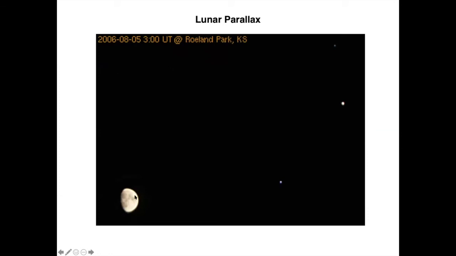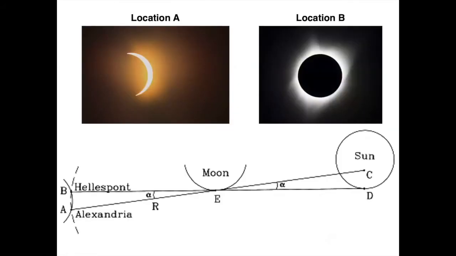This is the moon seen at the same time from two different locations, one in Kansas and the other in Maryland. You can clearly see the shift with respect to these stars that are fixed in the frame. This method to find the distance to the moon was used in antiquity. Hipparchus could determine the distance to the moon to about 60 Earth radii by using the concept of parallax.